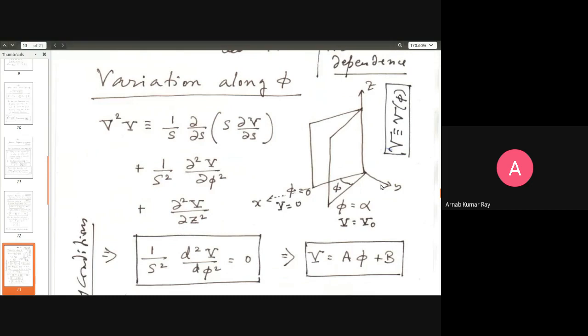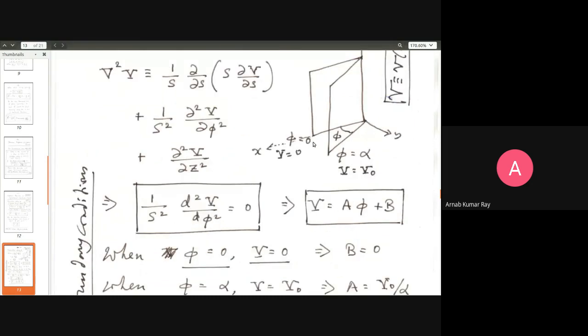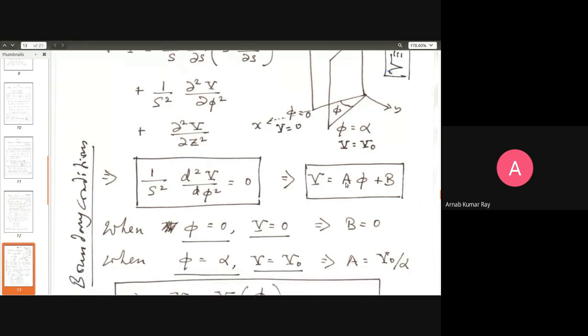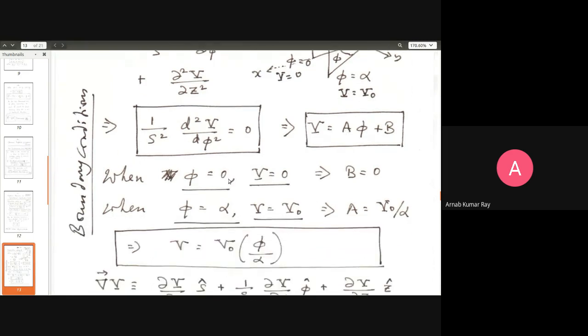Okay, so here you have the two boundary conditions. At phi equal to 0, which is to say that you're on the x-axis, V is equal to 0. At phi equal to a certain value alpha, V is equal to V naught. Therefore, when phi is equal to 0 and V is equal to 0, put that in this equation. 0 is equal to A into 0 plus B. Therefore, B is equal to 0. Fine. That goes away.